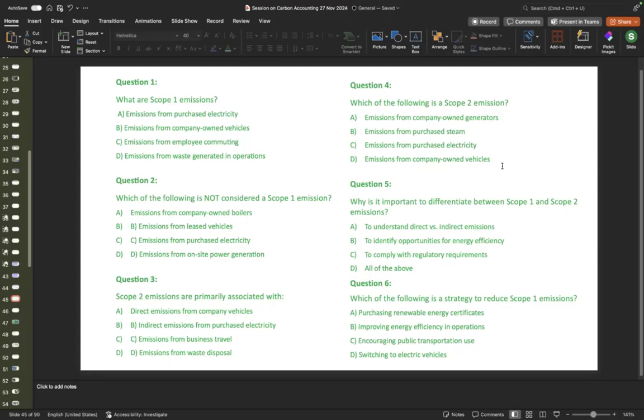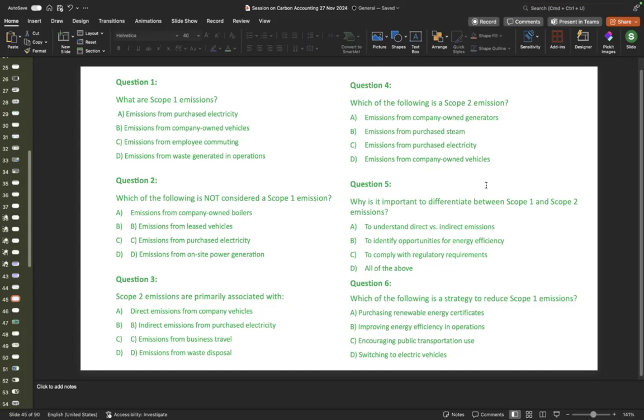Are you guys getting it? There are 2 answers here. And why is it 2? First of all, purchased है तो indirect emission हो गया. So scope 2 and scope 3 में possibility है. Second, electricity तो definitely scope 2 है. There is no doubt about it क्योंकि first question में हमने answer करा. Even B is a correct answer. Why? Because steam is also part of scope 2 emission because you use steam to run certain parts of the factory.